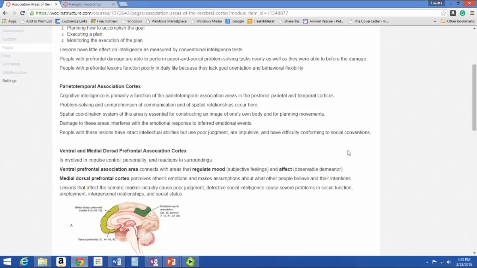There's one really nice woman that I've worked with several times in the past, and actually her brain injury was many years ago, and I have mostly worked with her on orthopedic issues, but she has the intact intellectual ability. She's actually quite intelligent, and knows a lot about anatomy and physiology, but she uses poor judgment. She's impulsive, and she has difficulty conforming to social conventions. So it's difficult for her to recover from an orthopedic injury because of that poor judgment and impulsivity.